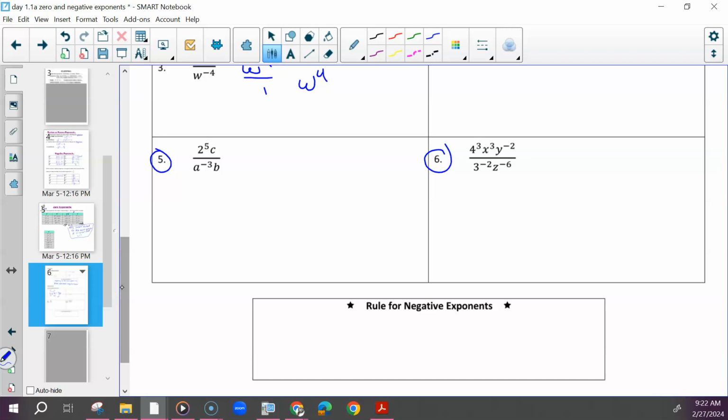Alright, so I'm going to start separating less. So in this one, of the things that need change, 2 to the 5th can actually be simplified to a number. C is not going to change. A to the negative 3 is going to change. It's going to move. And B is not going to change.